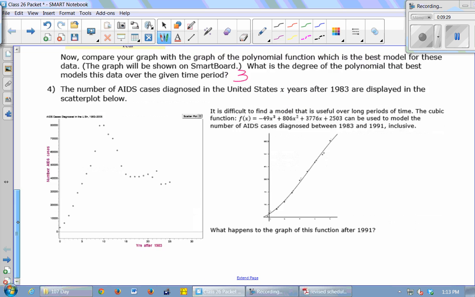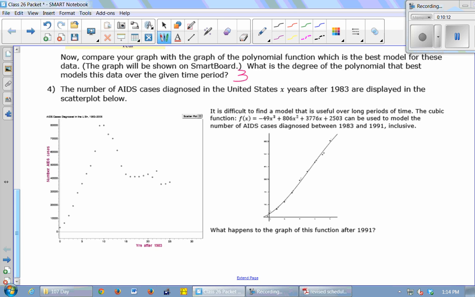All right, so here's another example. The number of AIDS cases diagnosed in the United States x years after 1983 are displayed in this scatter plot. It's difficult to find a model that's useful over long periods of time, and this is true in general, right? It's difficult to find a model that can be used to make predictions long into the future. Okay, so here's a cubic, I fit a cubic function to this data. Negative 49x cubed, and so on. It is a really good model for the data between 1983 and 1991.